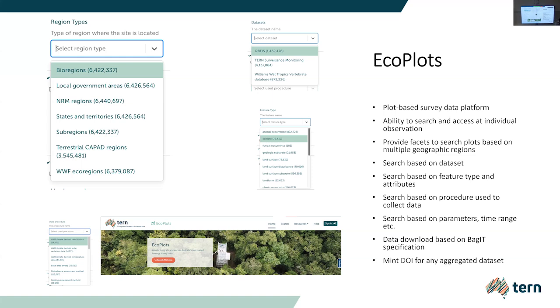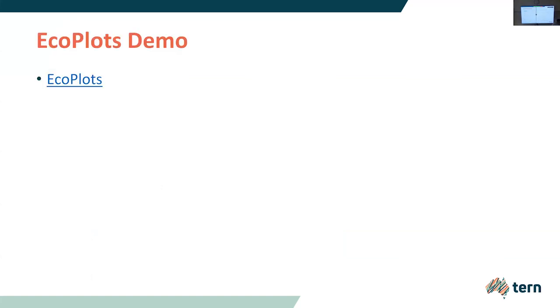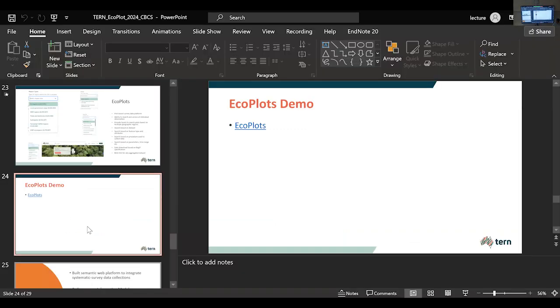And then assume that you're writing a paper and you have used that data set and want a DOI for it, you can mint a DOI as part of that as well. That will persist for as long as TERN exists or as long as this EcoPlot exists. So I'll just provide a bit of a demo of the things.